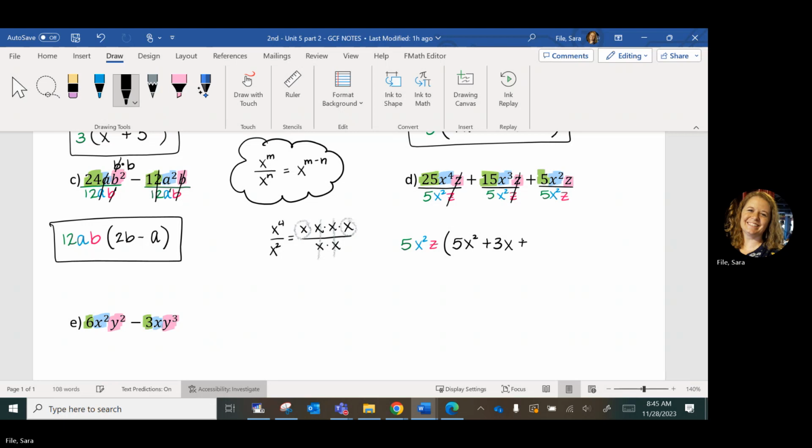Plus, what's 5 divided by 5? That's a 1. X squared divided by x squared. That's a 1. Z divided by z. That's also a 1. So all of those reduce. Okay, so that's just 1 times 1 times 1. What is that? It's just 1. So I do have to actually write the 1 here because there was nothing else with it. So you have to be sure you write the 1 in that situation.